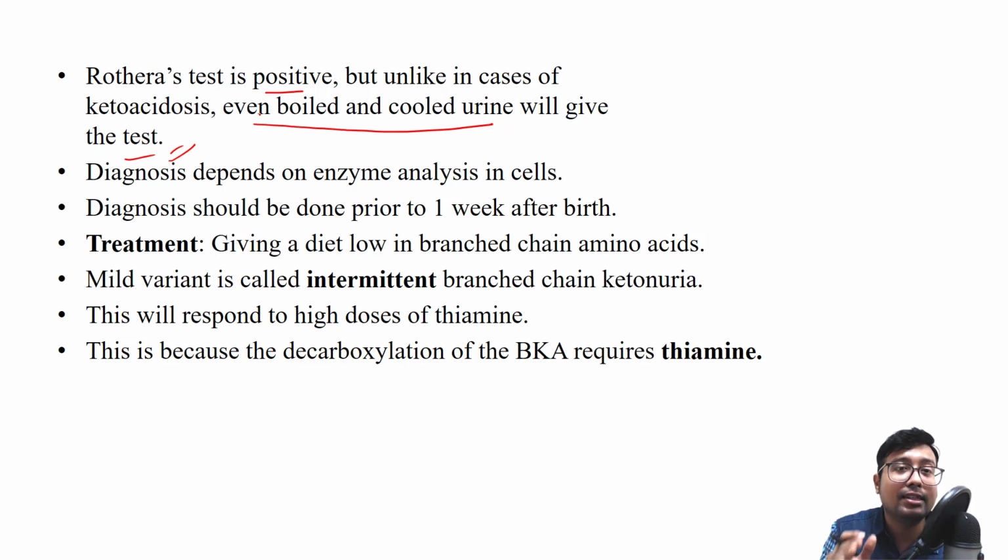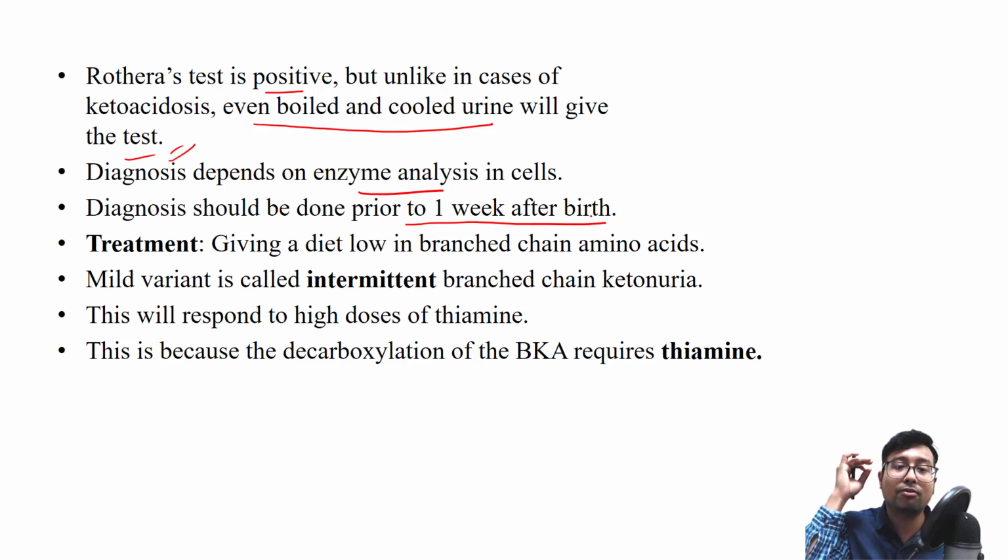But these branch chain ketone bodies are very stable. Even after boiling and cooling, they remain as branch chain ketone bodies and they give a positive urine test, right? Again, it depends on enzyme analysis. If we test the value of the branch chain keto acid decarboxylase enzyme, the value will definitely be low, right? And the diagnosis should be done prior to 1 week. If we cannot catch the disease before 1 week, it will lead to permanent brain damage, right?